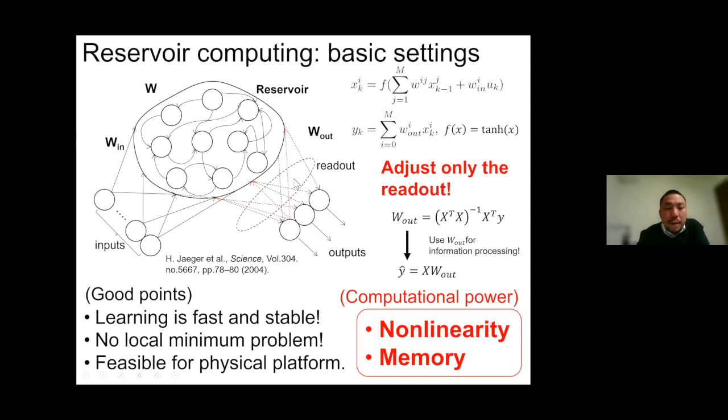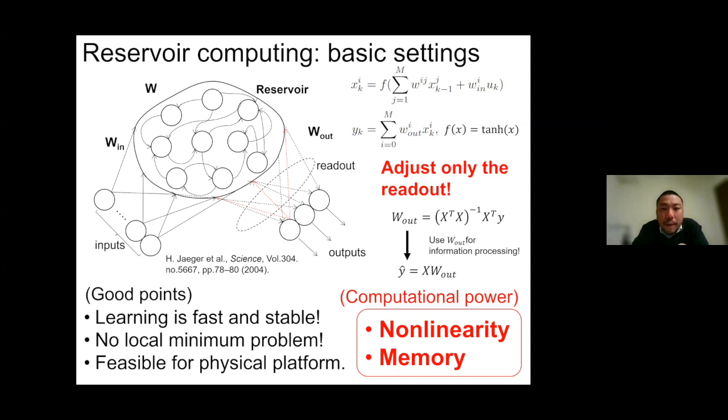And simultaneously, we put a huge amount of nonlinear elements coupled randomly in the middle layer. This part is called the reservoir, and it forms a high-dimensional nonlinear dynamical system. We don't adjust weights in the reservoir part. Also, we have weights from the input to the middle layer, and these weights are usually also not tuned. Because we are only adjusting this readout part, the training is very fast and stable in general.